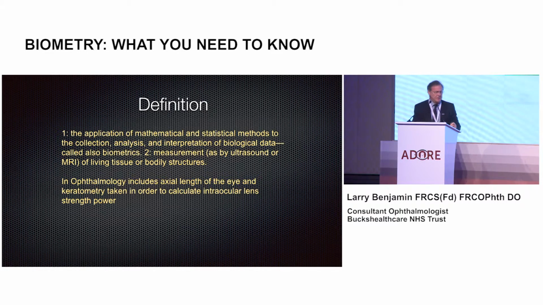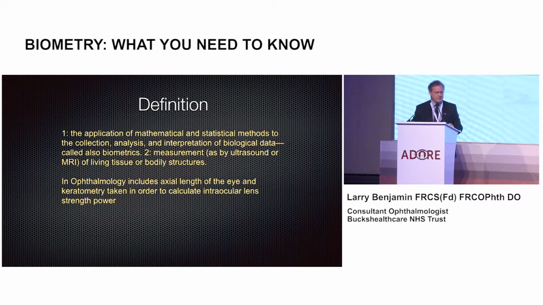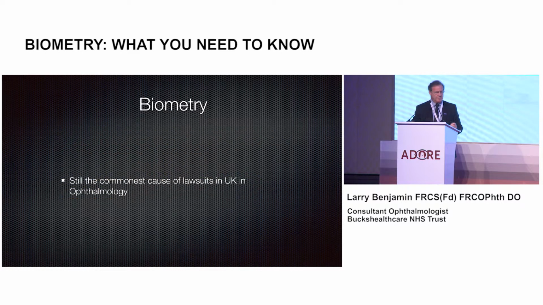So if you look at the dictionary, this is what it tells you. It's quite stale and difficult to interpret, but essentially what we want to know is how we measure parts of the body, either by ultrasound or MRI, and in ophthalmology that includes the axial length and keratometry in order to calculate intraocular lens power.